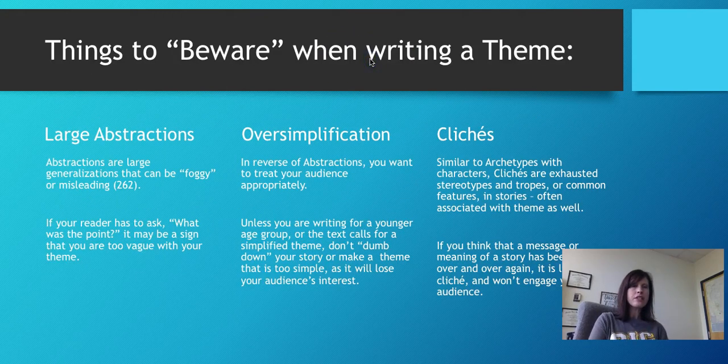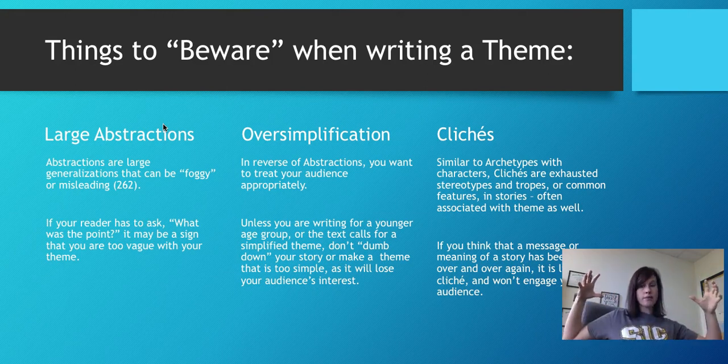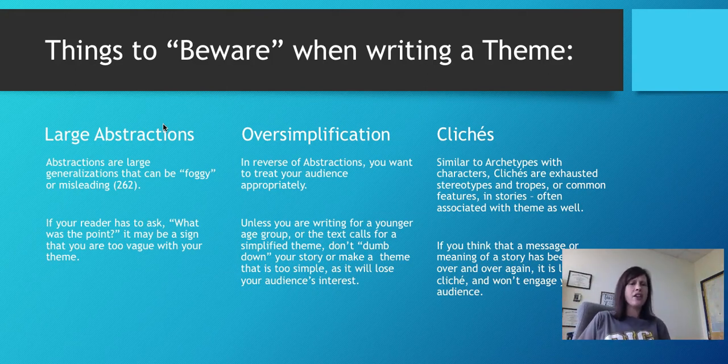All right. So with that being said, there are 3 things that you need to watch out for in terms of theme, and they're all connected to one another. The first is large abstractions, meaning you don't want things to be too vague. You don't want the reader to not understand what the point of the story was. When you're trying to be too broad or encompassing too many themes at once, your reader might be confused and not know what the whole point of the story is or what your actual purpose was. And you don't want that. You don't want to be too vague in what the meaning of the story is.